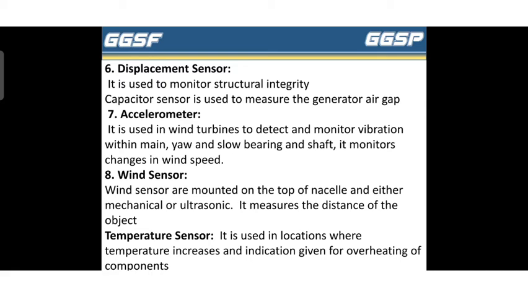Accelerometer. It is used in the turbine to detect and monitor vibration within main, yaw and pitch bearings and shaft. It monitors changes in the wind speed. Wind sensors are mounted on the top of the nacelle and are either mechanical or ultrasonic. It measures the distance of the object. Temperature sensors. They are used in locations where a temperature increase gives an indication of overheating of components.